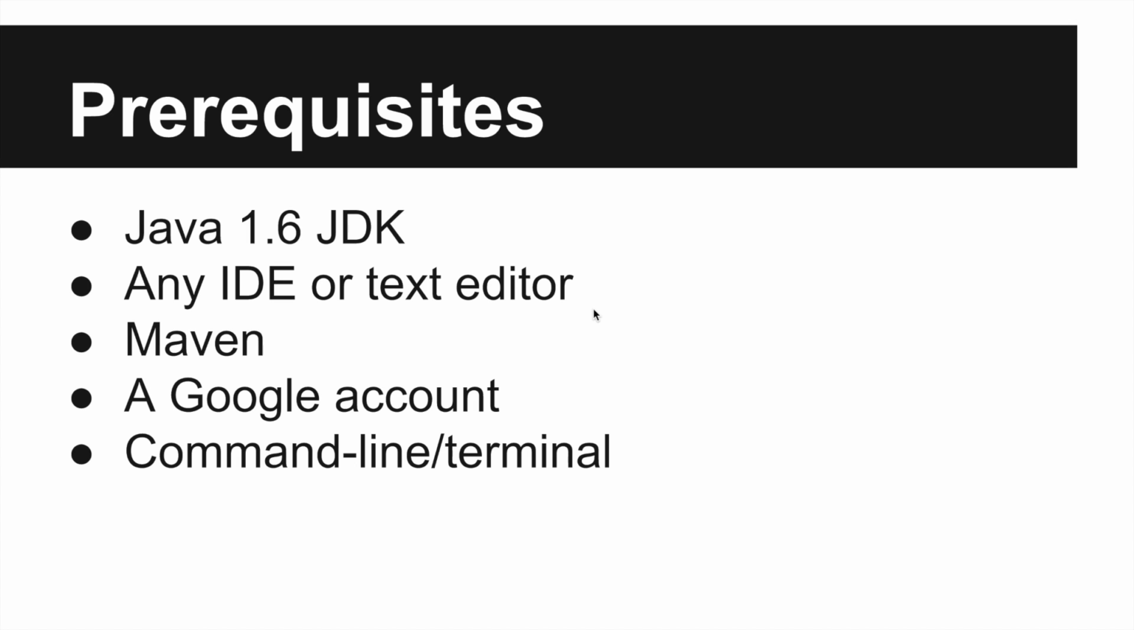So first we'll go over a couple prerequisites. We need Java 1.6 JDK installed. You can use any IDE or text editor. Basically all you need to be able to do are open text files and edit them. You need Maven installed. A Google account. This is for setting up your project in the Google Developer Console, and so that you can get your API credentials. You also need access to a command line or terminal. It helps to be a little familiar with how to use those.